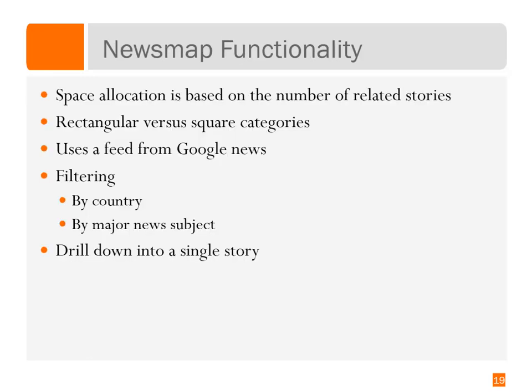Now, some of the news map functionality. How is it put together? The space allocation is based on the number of related stories. So for the overall category, how many stories are involved in that category, they compare them all at that particular time, and whichever category, whether it's world or sports or technology or business, has the most stories makes it to the top left-hand quadrant.